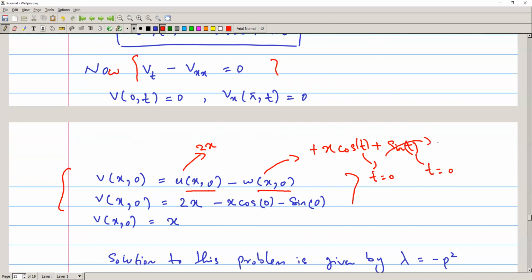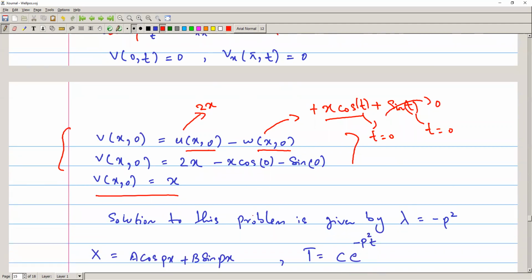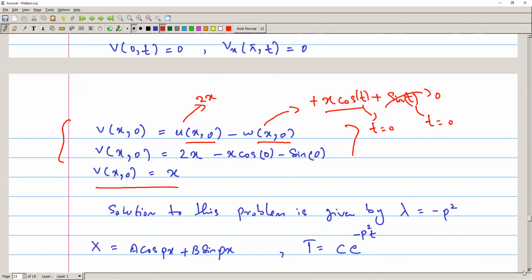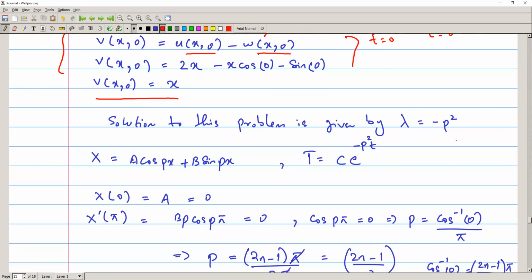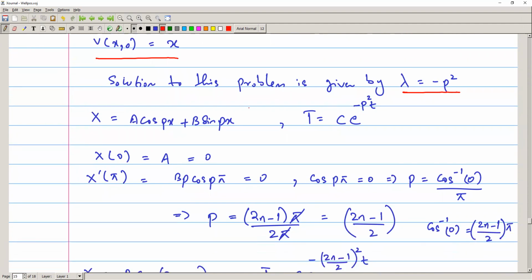So this will be 0, and here we will get x. So 2x minus x will be x. So this is the initial condition. And we know that for this condition, we will only have the solution for case 3, that is lambda is equal to negative p square. And applying this lambda equal to negative p square, we get the function of x and the function of t respectively, in this manner.